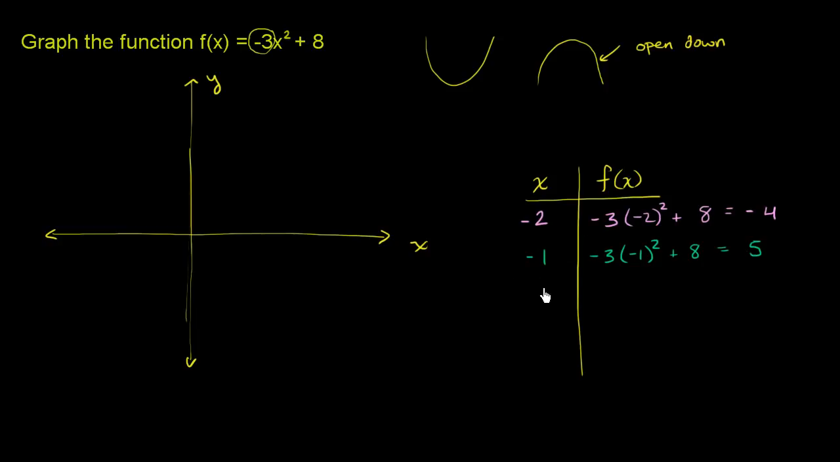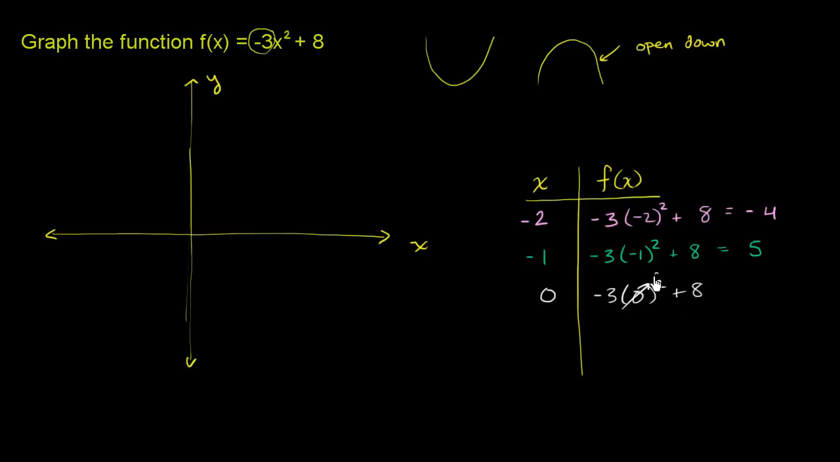Now, what does f of x equal when x is equal to 0? Well, this is pretty easy to compute. When x is equal to 0, you get negative 3 times 0 squared, and we could write that either way, negative 3 times 0 squared plus 8.